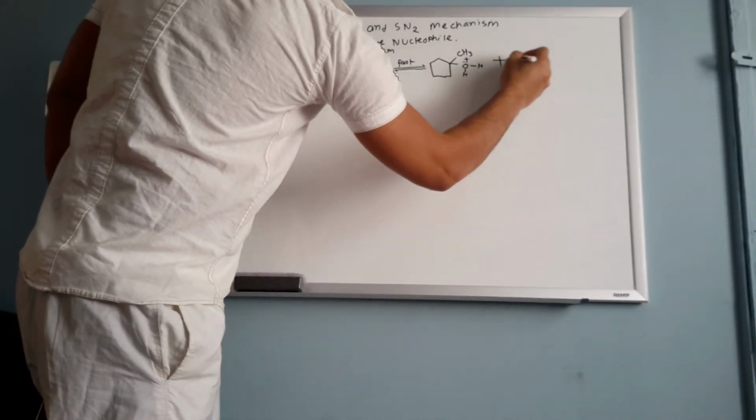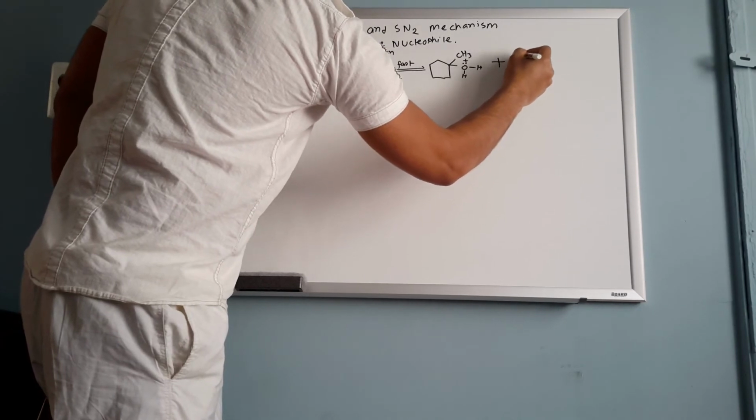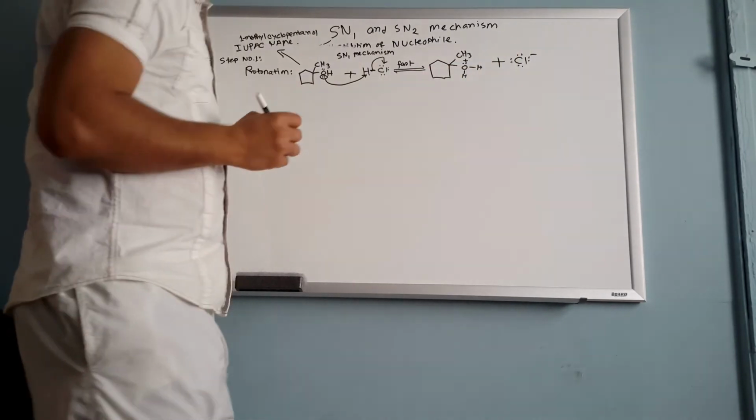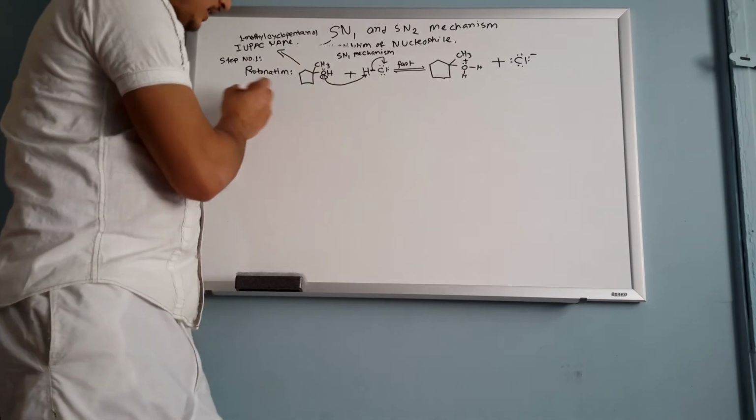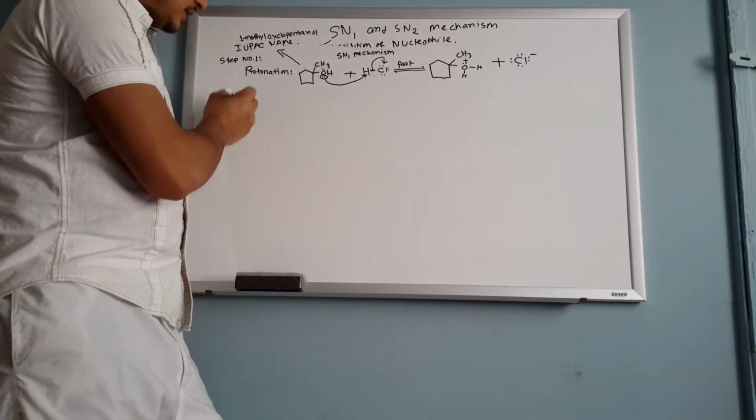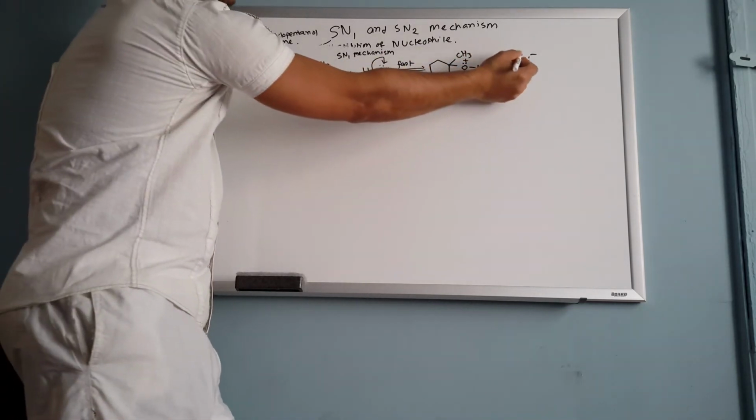The chlorine accepts 2 electrons. When chlorine accepts 2 electrons, chlorine becomes negatively charged. And don't forget the dot. Dot is very important. And your charge.